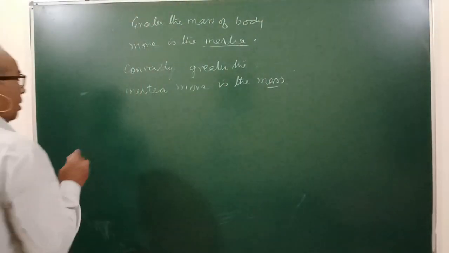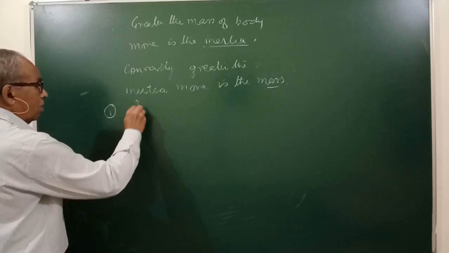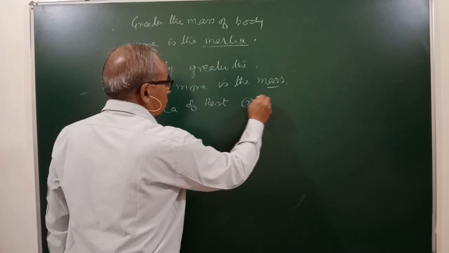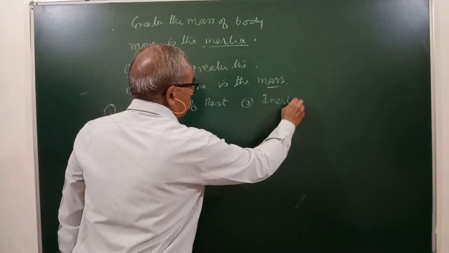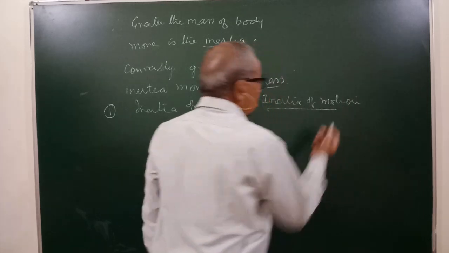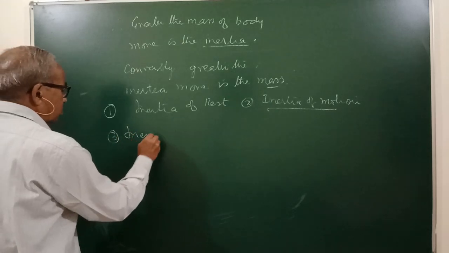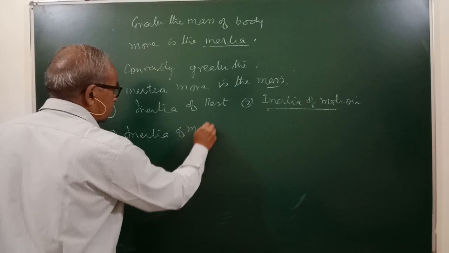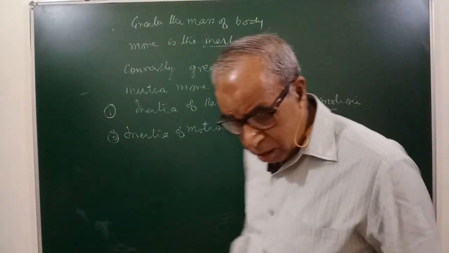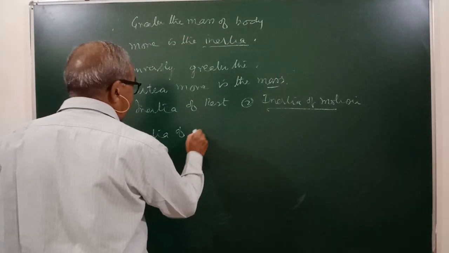That way people say inertia is of three types: number one, inertia of rest, number two, inertia of motion, and third one, sorry, inertia of direction. This is inertia of rest, inertia of motion, and inertia of direction.